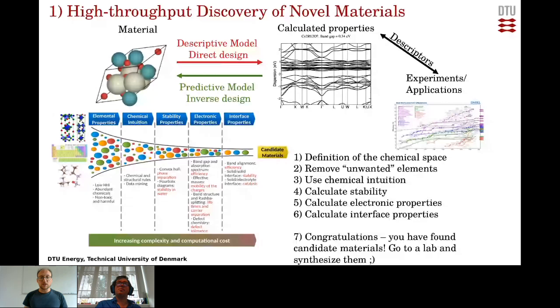And then beyond this, we go for interface properties. This is increasing even further the complexity. We can look at how the bands align, or what is the solid-solid or solid electrolyte interface. And these are very relevant for batteries or catalysis in general.